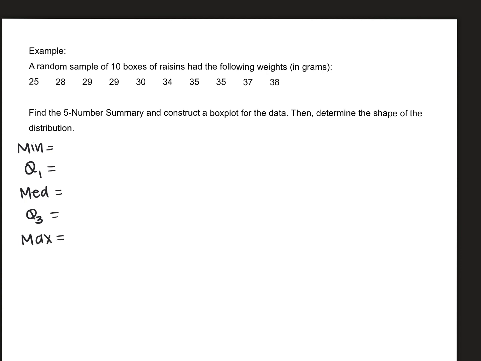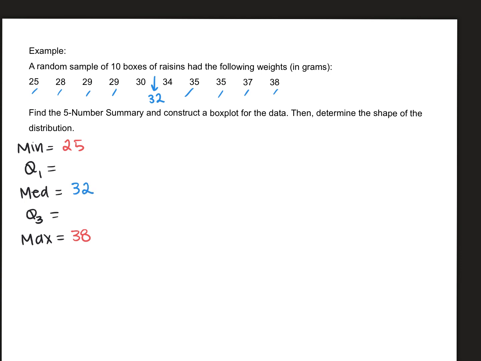So when you're finding the 5-number summary, the easiest ones to start with are the min and the max. And thankfully our numbers are already in order. So my min is 25, my max is 38. The next thing we have to find is our median. So I'm going to start by crossing off numbers. And then I end up with 30 and 34, and the middle of 30 and 34 is 32.